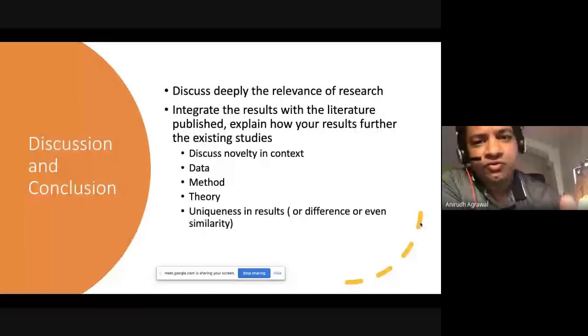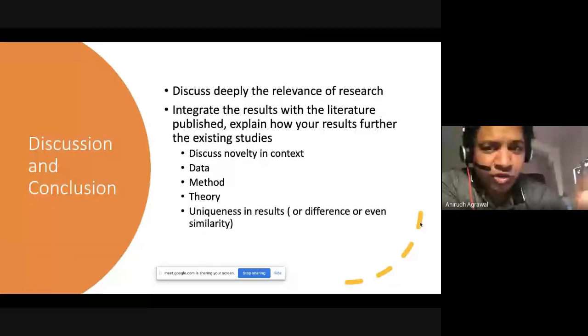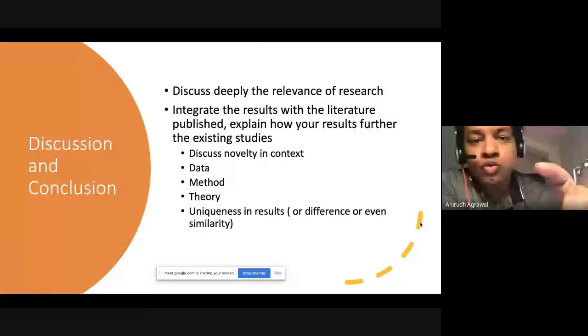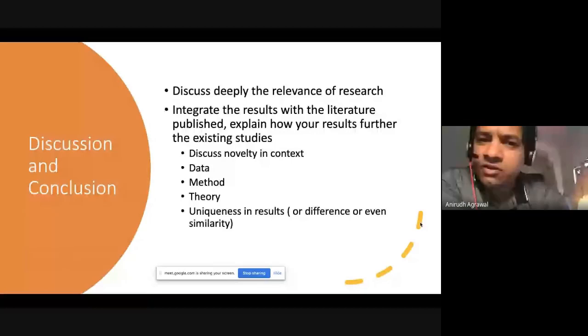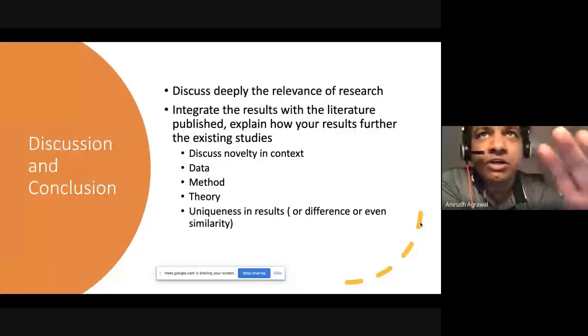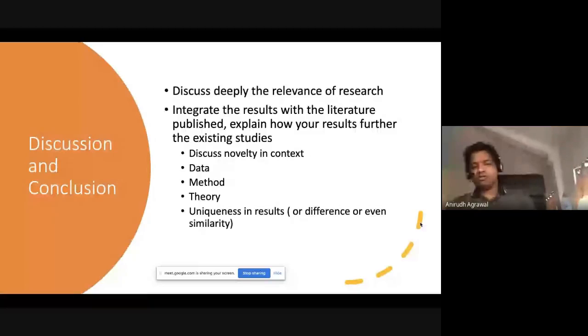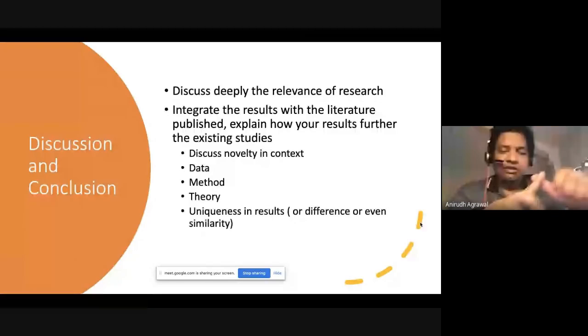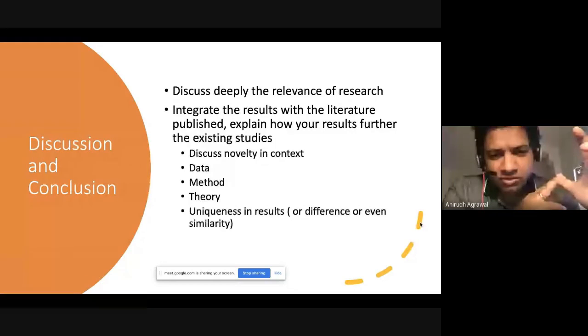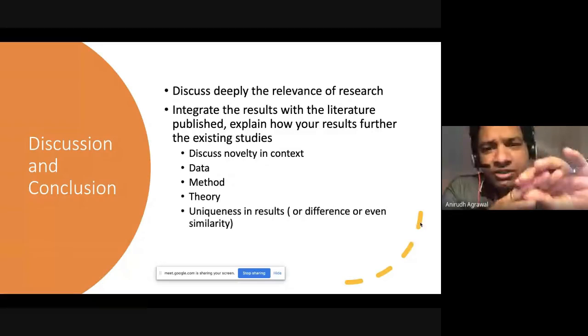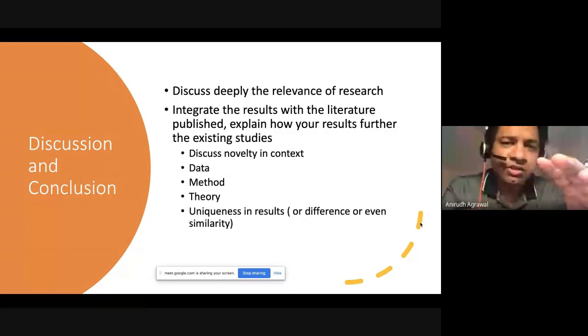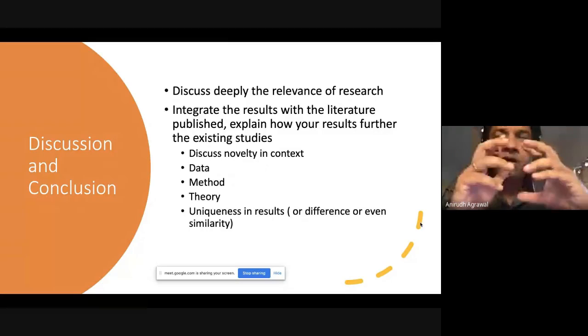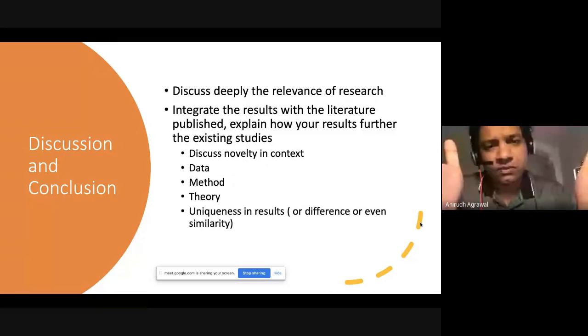So if you cover these 5 points in your discussion section, you also have to have a conversation with your literature review and your introduction, because you have to tie your literature. So the important thing here is you have the literature review, you have the introduction, and your results. You have to tie these three things together in your discussion section and make it look like a very good academic piece.